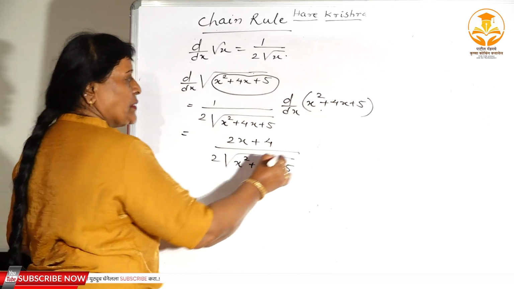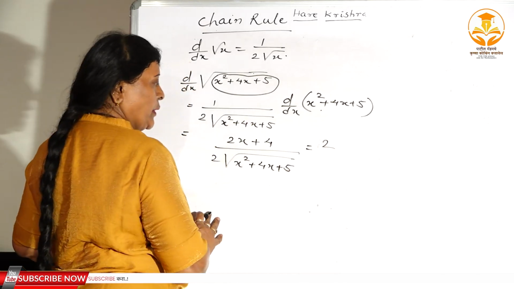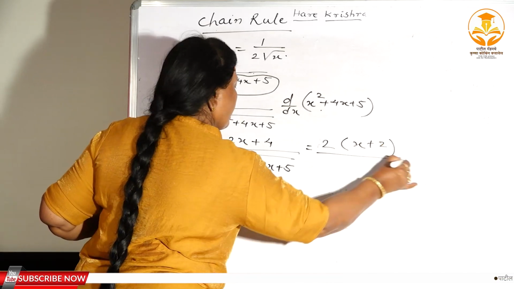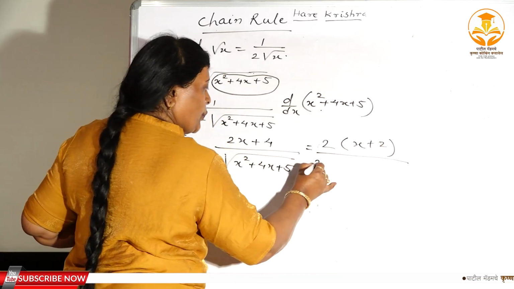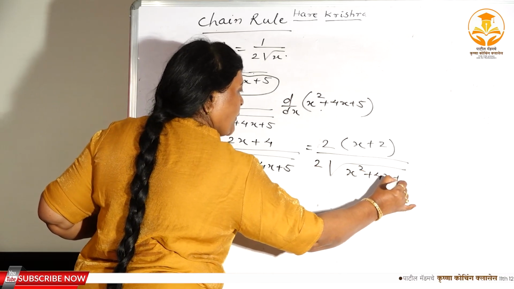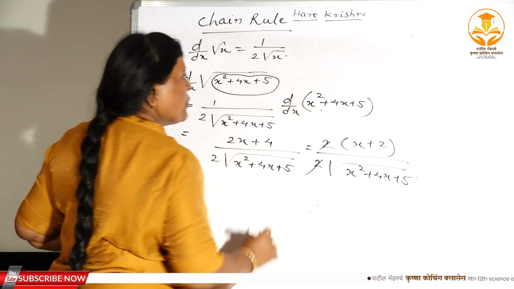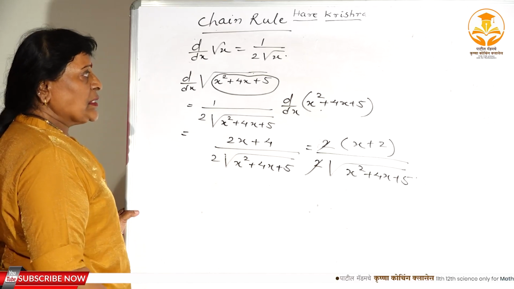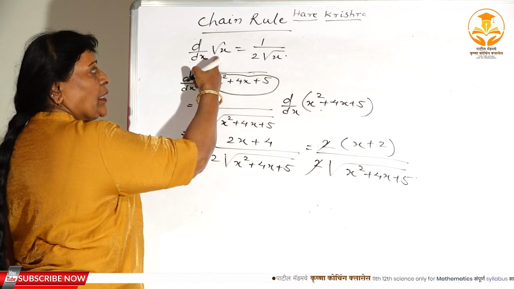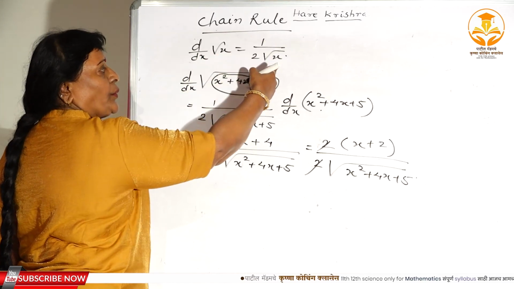Again if you observe this you can take 2 common. If you take 2 common, you will get x plus 2, isn't it? Here again 2 root of x square plus 4x plus 5. No? Again this 2 to get cancel. This is about this second function, that is the root x. What is the derivative of a root x? 1 upon 2 root x.